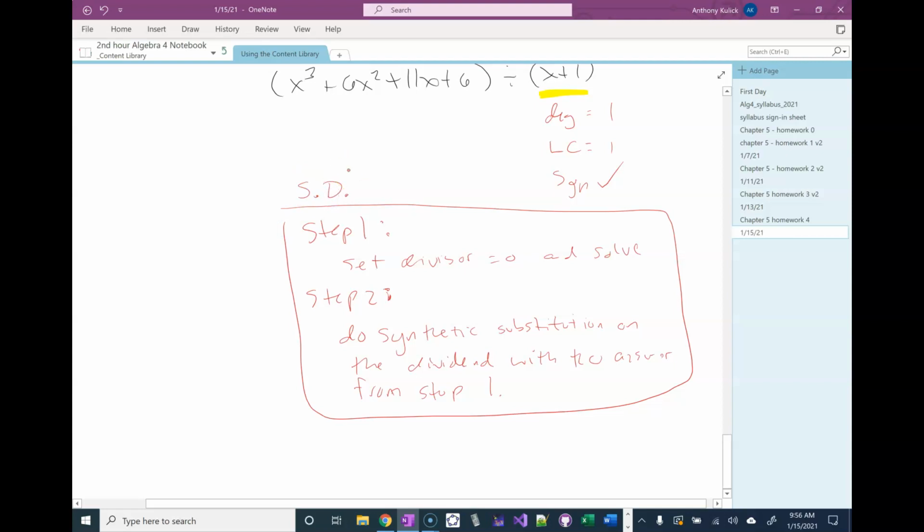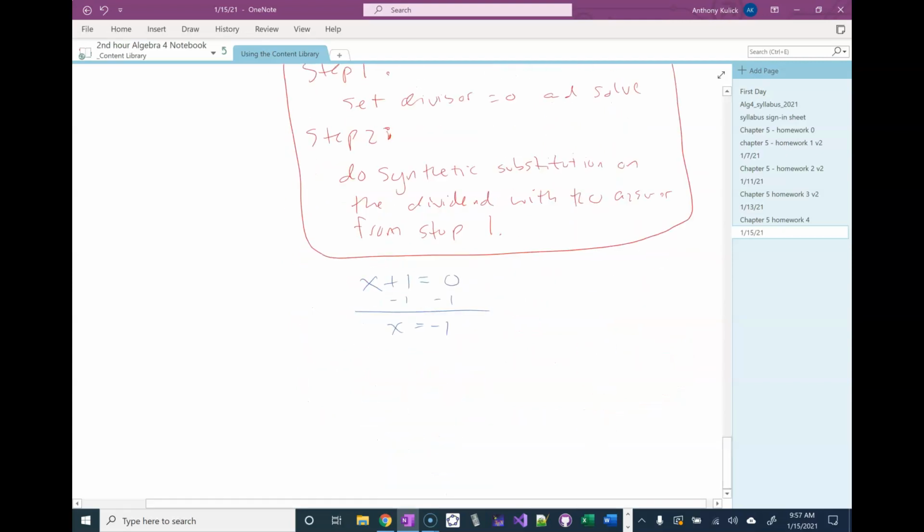So let's go ahead and do that synthetic division process with this division problem that we've outlined here. So step 1, I'm going to take the divisor, set it equal to 0, and solve. Whoa, that was hard. Not really. Will it always be that easy? Yup. Because the divisor always has a degree 1, always has a leading coefficient of 1. It's going to be always trivially easy to solve those. That's wonderful. Step 2 is to do the synthetic division.